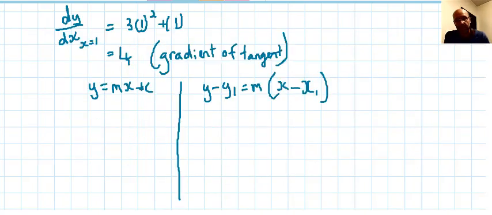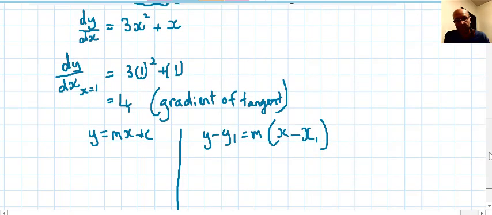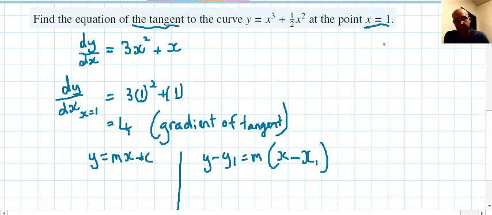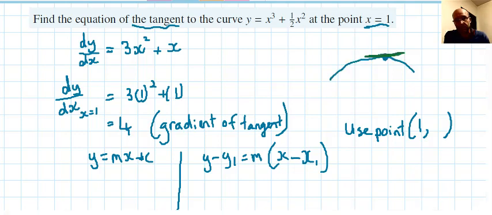Now, regardless of which of the two methods you use, we need to find a point that is on the tangent. We need to find a point on the line. Now we've got x equals 1, so we're going to use that. So we've got a point x equals 1, so 1 comma something. Now what's going to go there? Well, if you think about it, a point we know about is this point of contact between the curve and the tangent. That is a shared point, because that helps define what a tangent is.